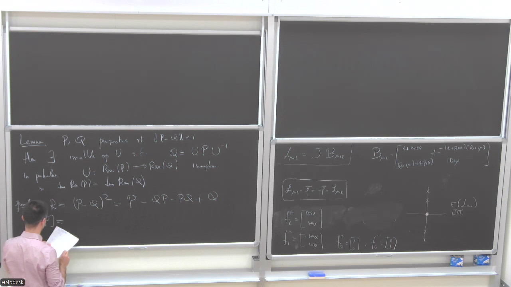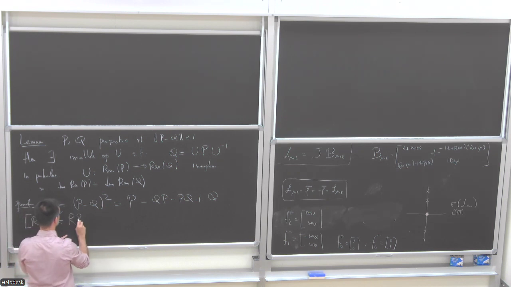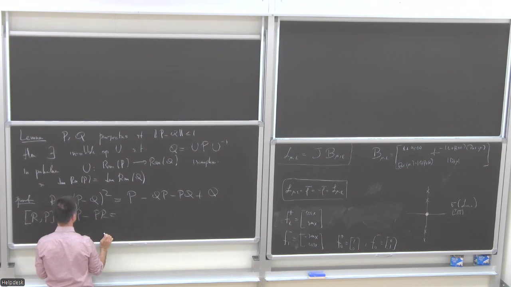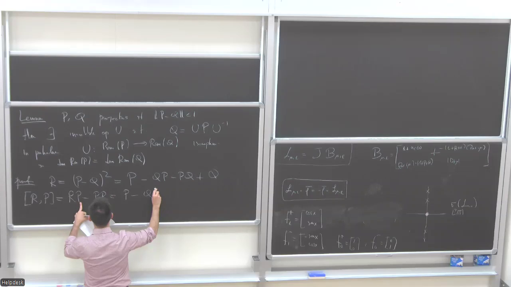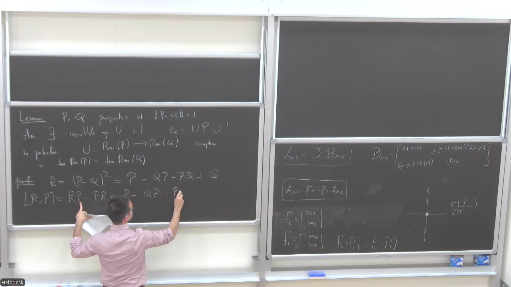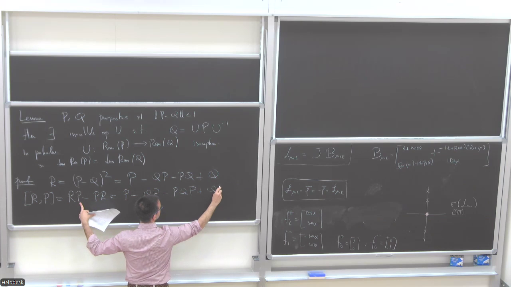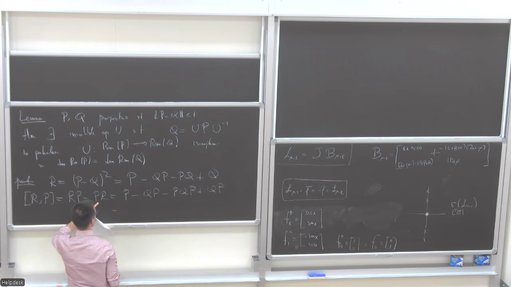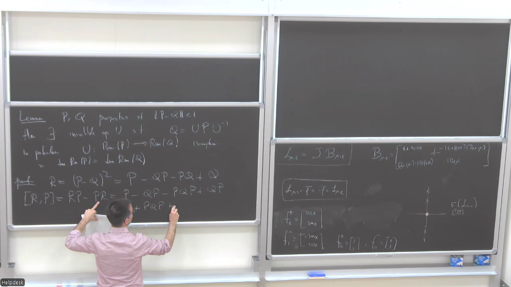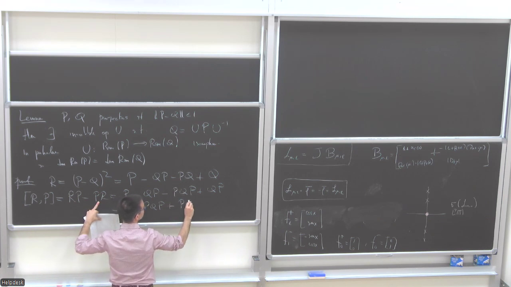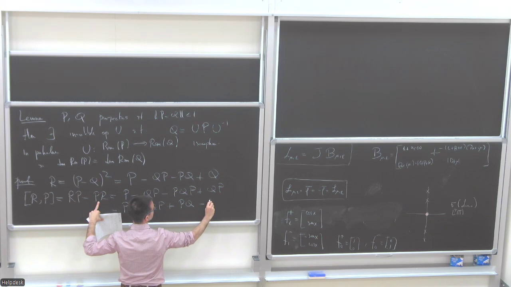So the commutator between R and P is RP minus PR, and what is it? So I have P squared, which is P, minus QP squared, which is P, minus PQP plus QP, and then I have minus P applied to R, so minus P plus PQP plus P squared, which is P, PQ minus PQ.